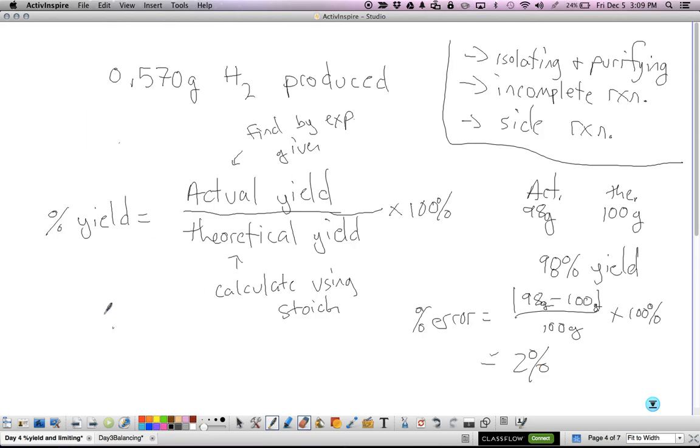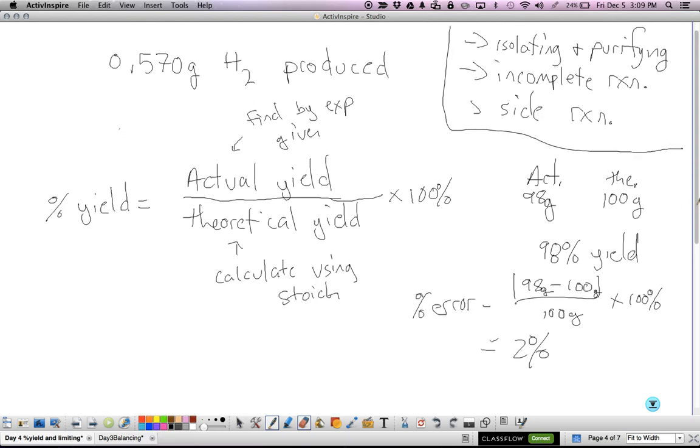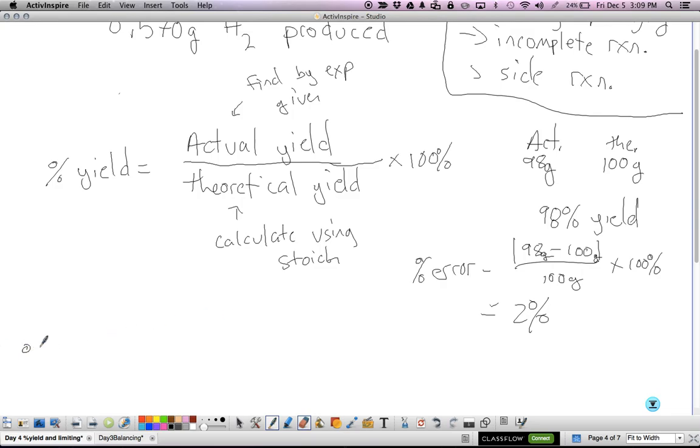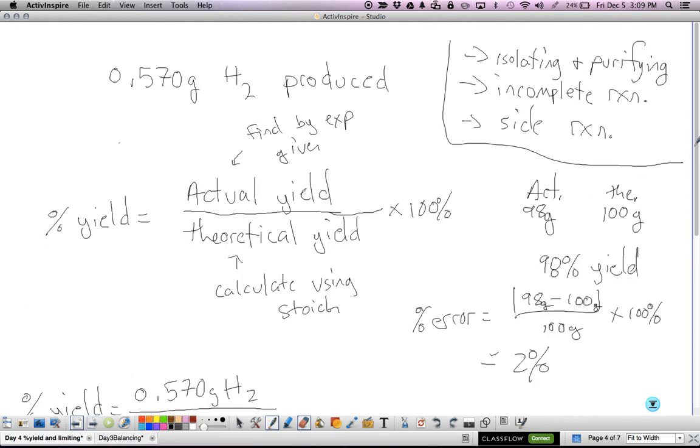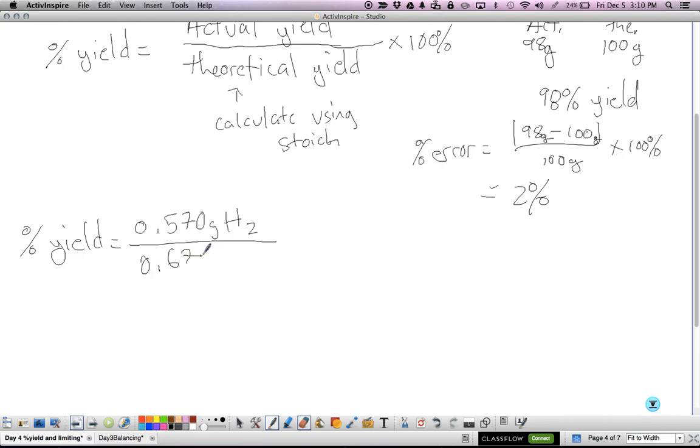So let's get back to the problem at hand. What is the percent yield of this reaction if only 0.570 grams of H2 are produced? My percent yield equation's right here, and the actual yield is my given, 0.570 grams H2. And my theoretical comes from back here, this 0.671 grams, times 100%. And when I calculate this out, I get 84.9%. And that, my friends, is percent yield. We'll see how we use it in some more problems.